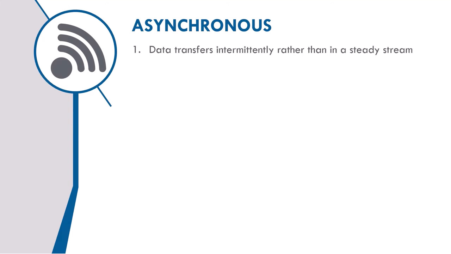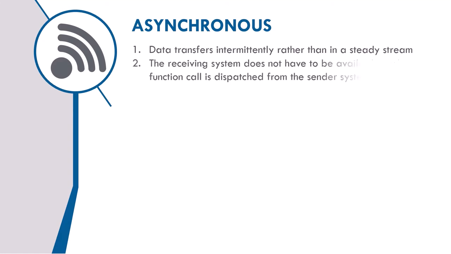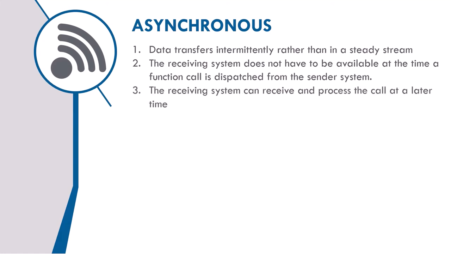In asynchronous data transfer, data is sent intermittently rather than in a steady stream. For asynchronous communication, the receiving system does not have to be available at the time a function call is dispatched from the sender system. The receiving system can receive and process the call at a later time.